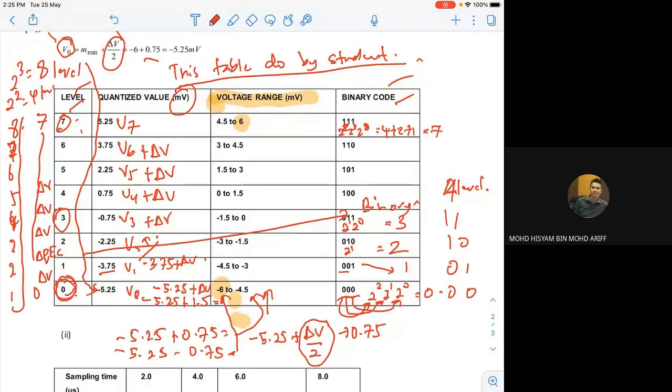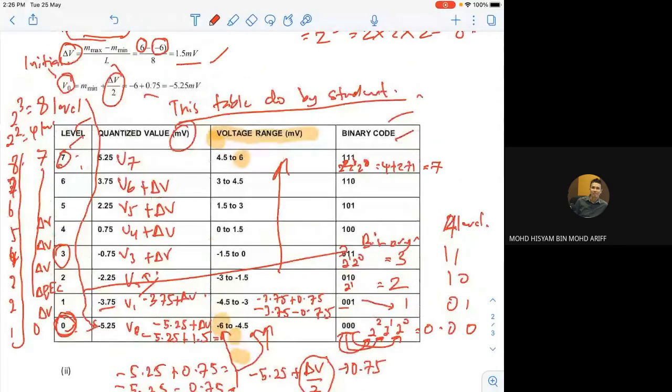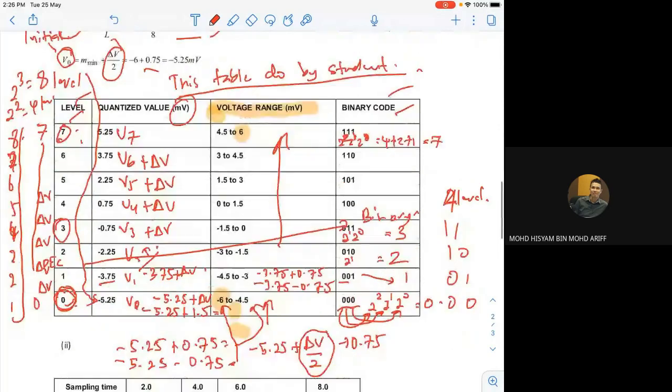The rest is also the same. For this part, you take negative 0.75 plus 0.75. Here, negative 3.75 minus 0.75. You get this range, and you continue until n. Clear or not? I will give you 1 or 2 minutes to see how to set up V0 and so on.